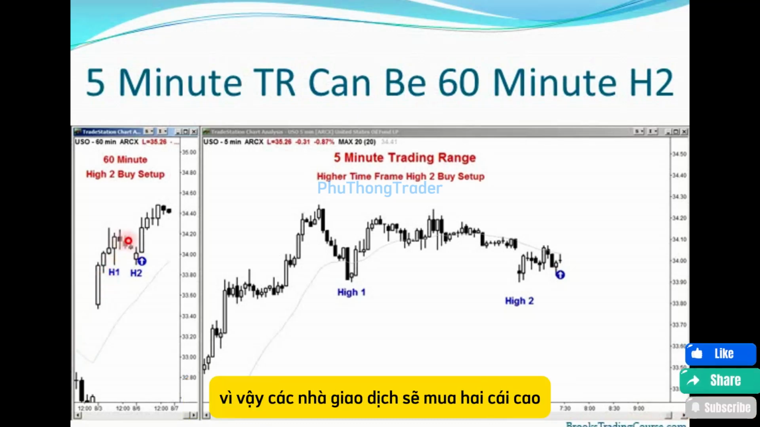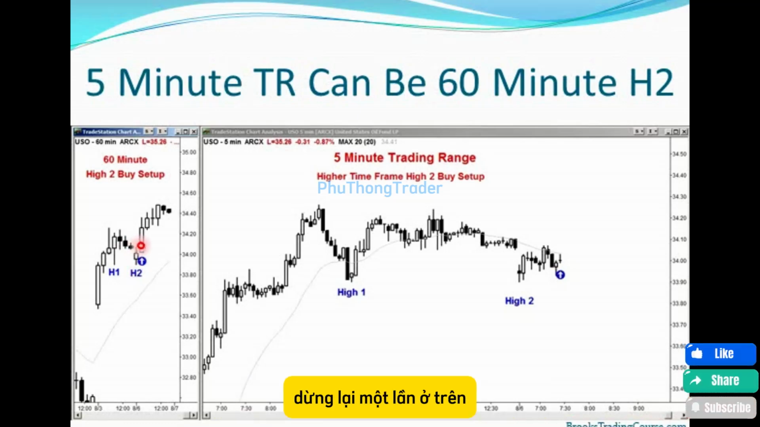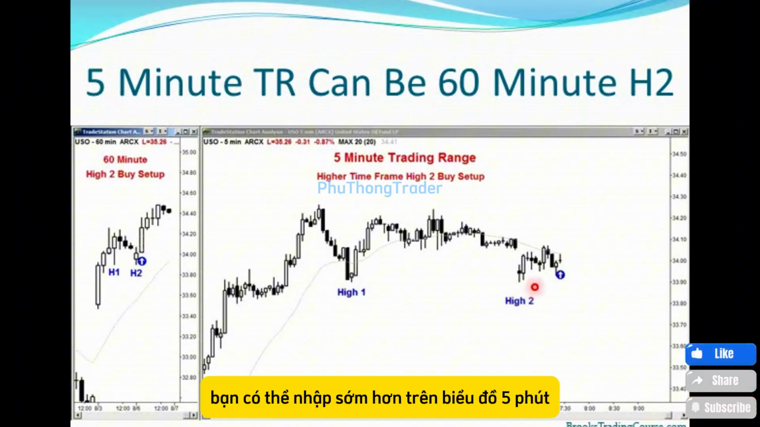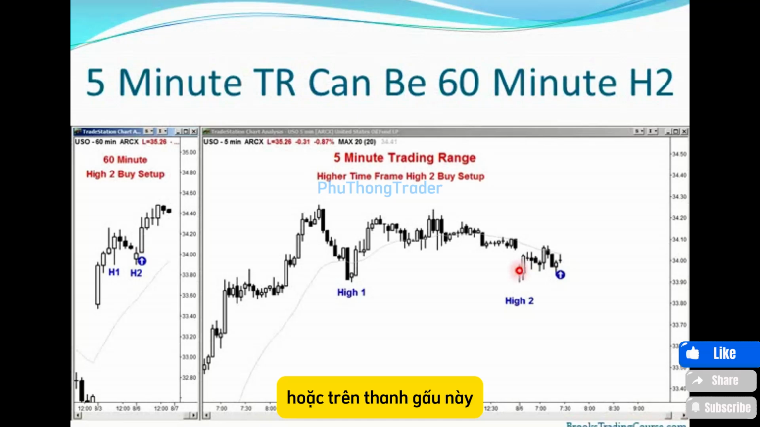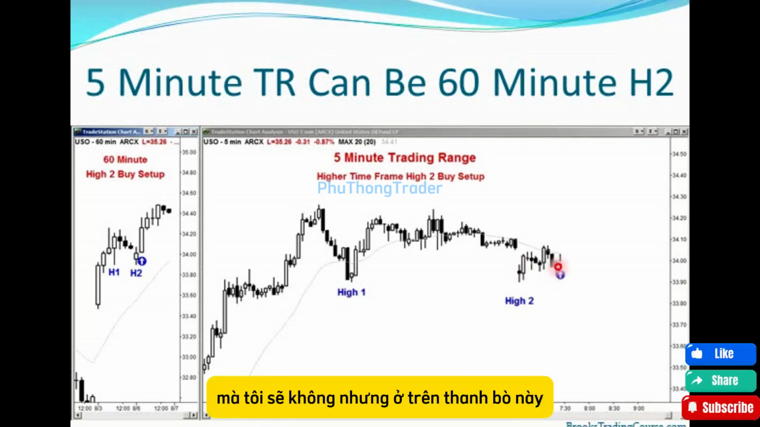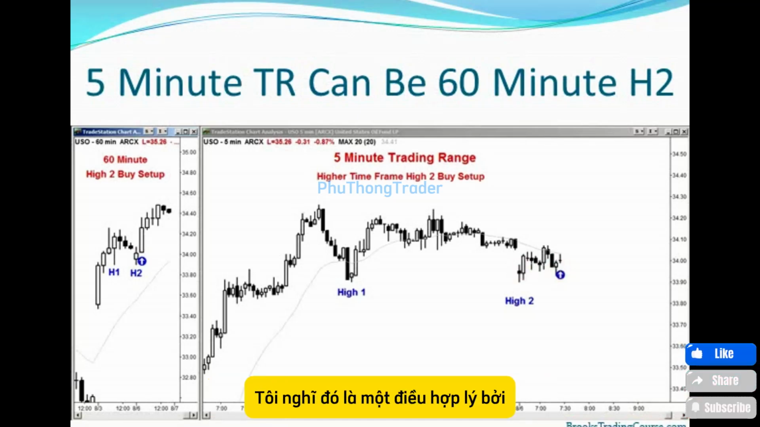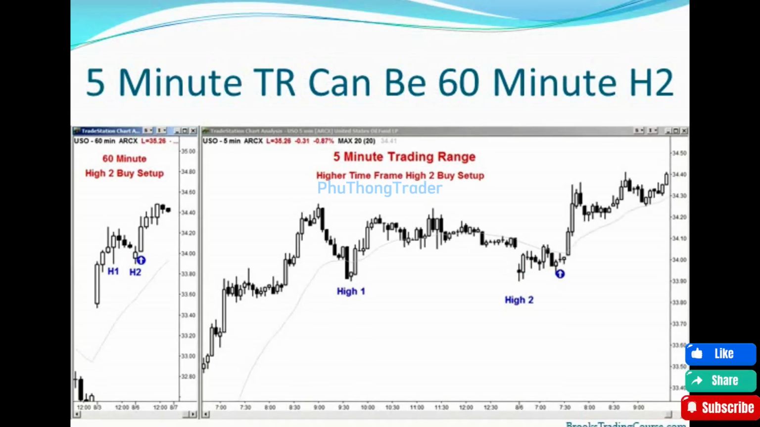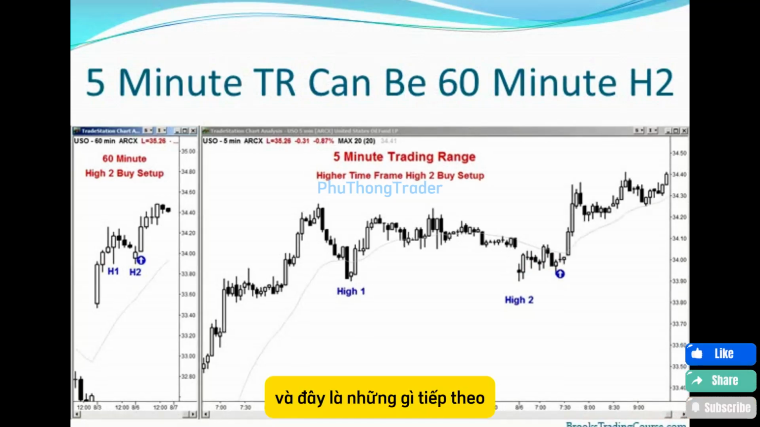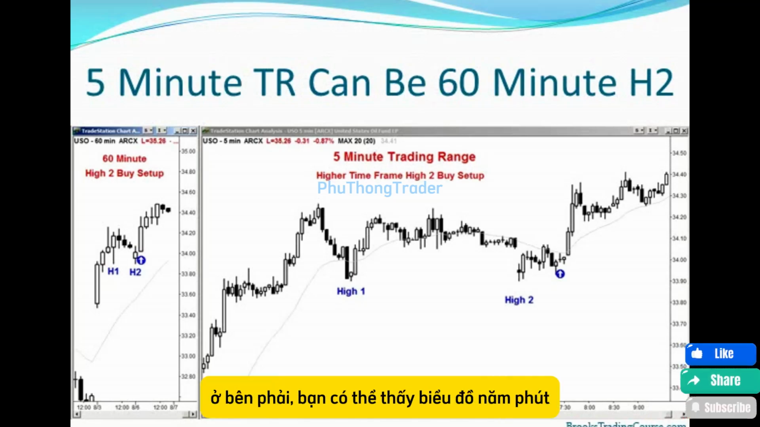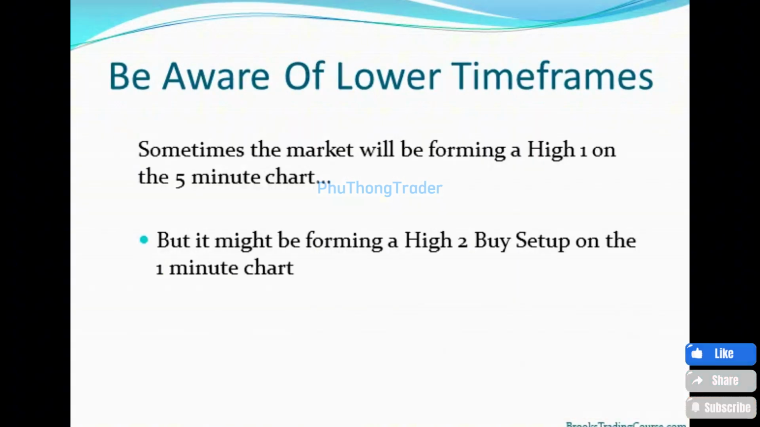So traders will buy high 2s. They'll look to buy above the high of this bull bar on a stop, 1 tick above. You can enter earlier on the 5-minute chart, either above this bear bar, which I would not, but above this bull bar, I think it's a reasonable buy. And this is what followed. The market went up to the upside pretty strongly. On the right, you can see the 5-minute chart, and on the left, you can see the 60-minute rally that followed the high 2 buy setup.